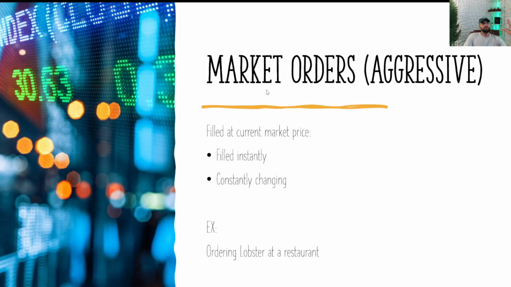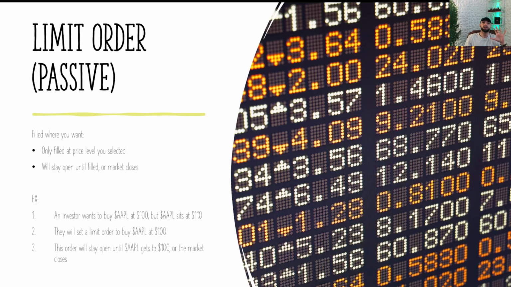But think of market orders as aggressive. They're filled at the current market price. They're filled instantly, and it's constantly changing. A good analogy I like to use is ordering lobster at a restaurant. When you want to buy lobster or oysters, whatever it is, and you look at the menu, there's no price there, it just says market price. So if you want lobster right then and there, you're going to pay whatever the current market price is. You don't care what it is.